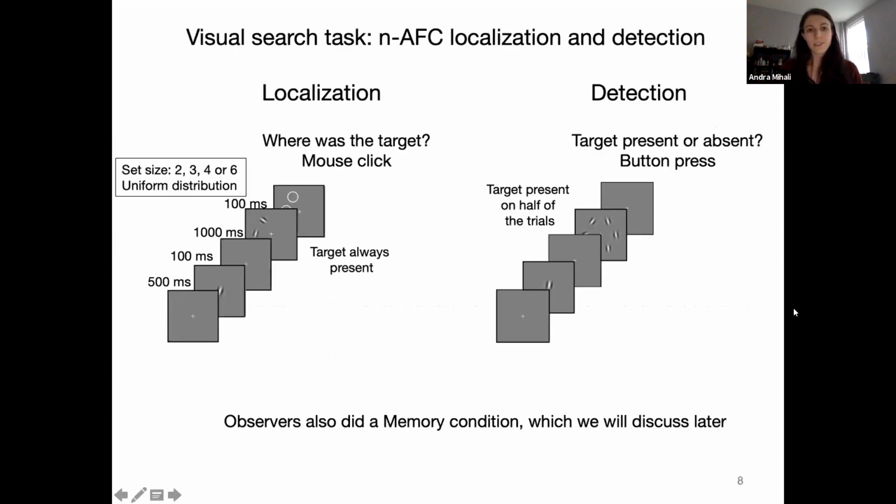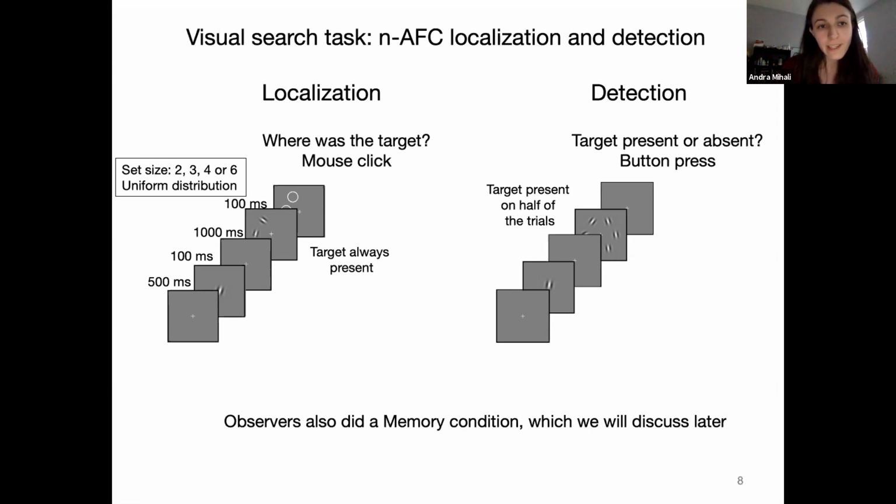Okay, so the visual search tasks: alternative forced choice localization and detection. A trial starts with a fixation screen, then the target is briefly presented. In this case, the target is characterized by its feature orientation, specifically its feature value, the orientation 25 degrees, let's say. This target is drawn from a uniform distribution. After a delay, a search array is presented. In localization, the target is always present just once, and the distractors are drawn from a uniform distribution.